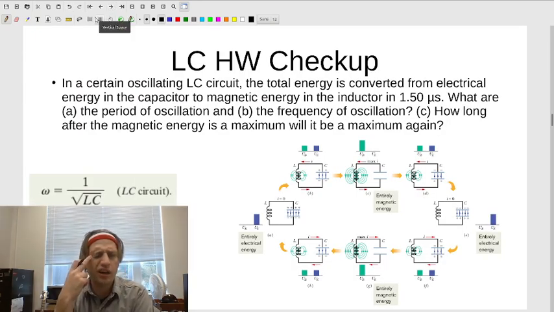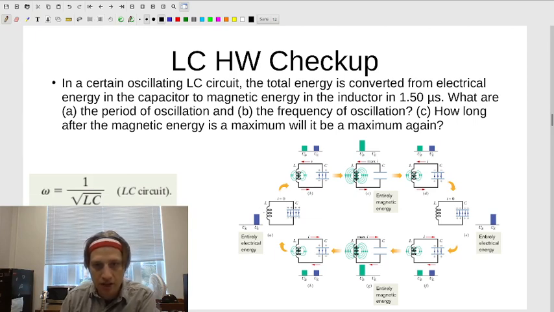Okay, so just to drive this home, I gave you a homework problem that you may have looked at already. Let's just look at it together. It says, in a certain oscillating LC circuit, the total energy is converted from electrical energy in the capacitor to the magnetic energy in an inductor in 1.5 microseconds. So what I want you to notice is that this is one full cycle in this picture. And it says it takes 1.5 microseconds to go from all of the energy being electrical, so that's like this, to all of it being magnetic.